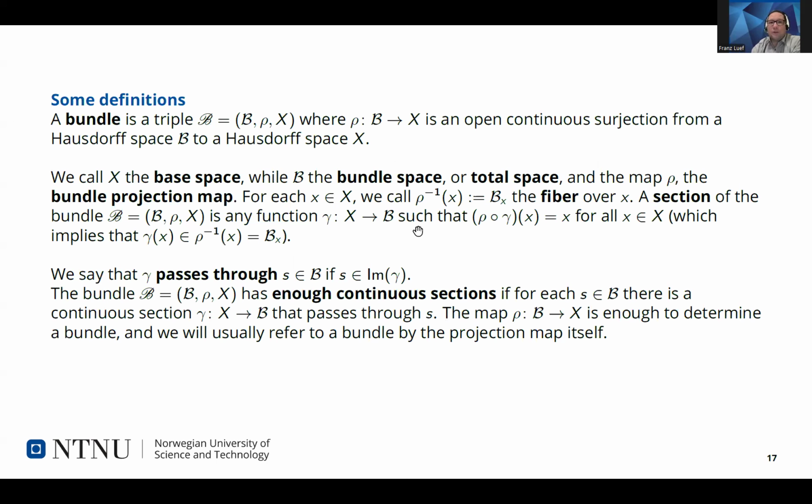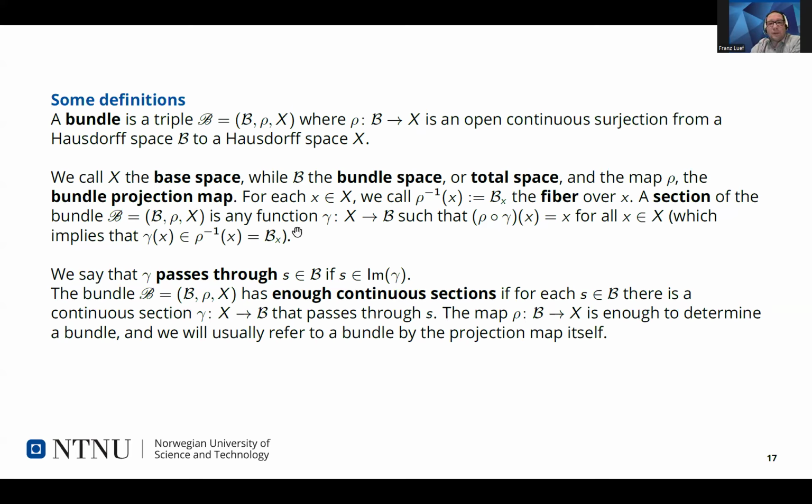And here is some notation. These are the standard definitions about bundles. So we have this triple (B, rho, X), where rho denotes this continuous surjection from a Hausdorff space B to this Hausdorff space X. So X is the base space, B is the bundle space or total space, and rho is this bundle projection map. And rho inverse of x is denoted by B_x, which is the fiber over x.